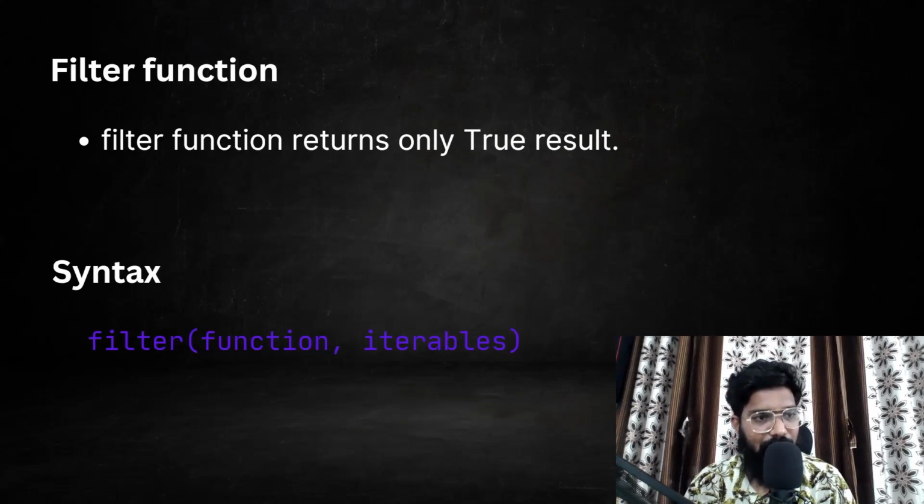What does this mean? It will take the iterable and pass one element at a time to the function. If the condition is true, then only it will return a value, otherwise it won't return any value. Whereas in a map, all the iterable items will return some value.